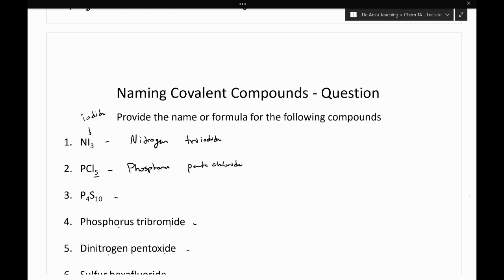And then finally, we have this compound right here. Because we have more than one of the first element, we specify how many that is. So we have tetra for 4, phosphorus for the name of our first element.